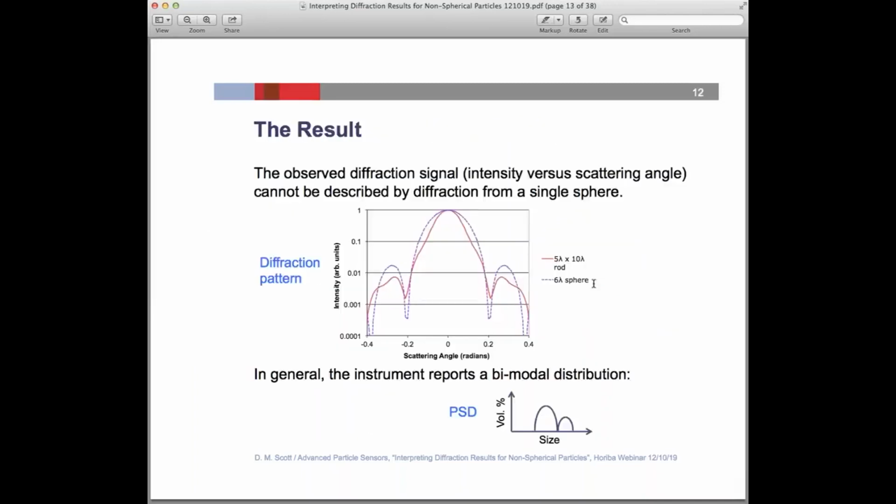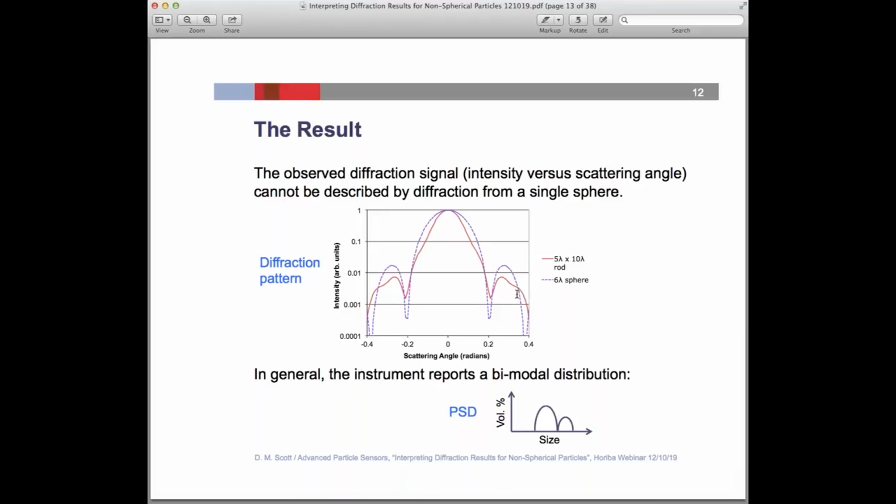Okay, what's the result? The observed diffraction signal that you obtain after integrating all of those contributions, and when I say diffraction pattern, I mean the intensity versus the scattering angle theta. The observed diffraction pattern cannot be described by diffraction from a single sphere. And I'm showing an example here.